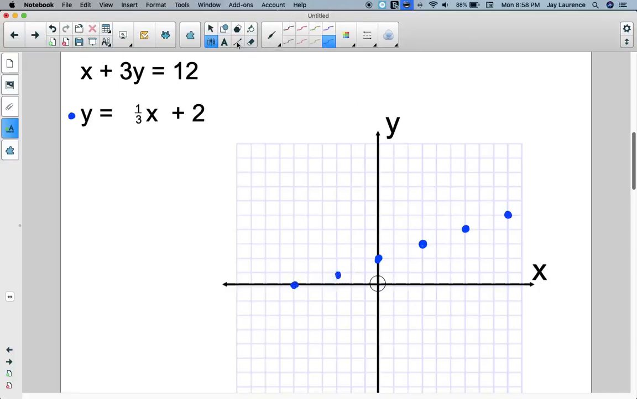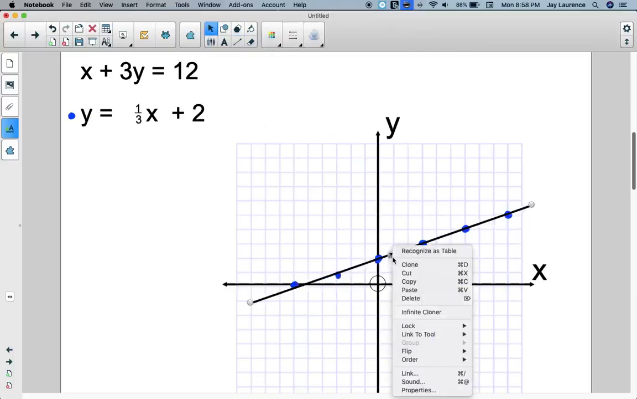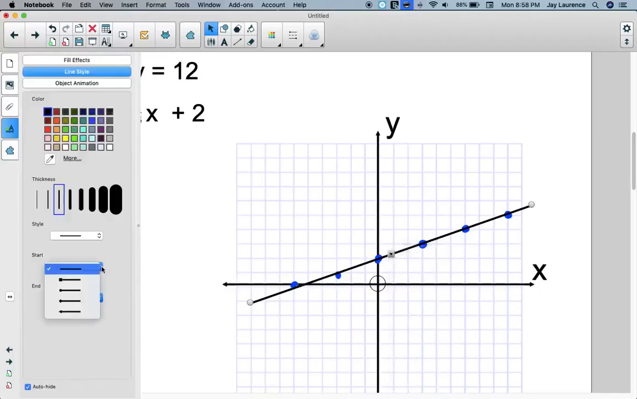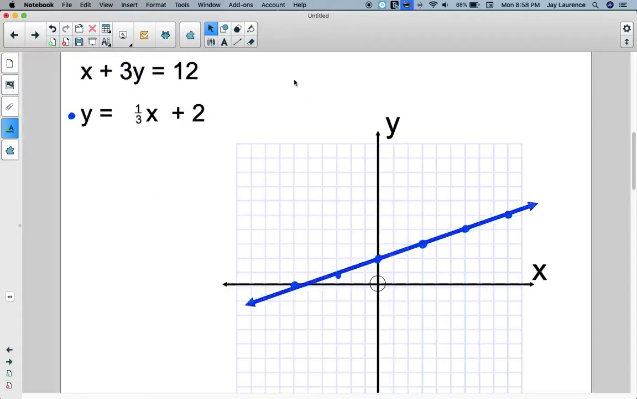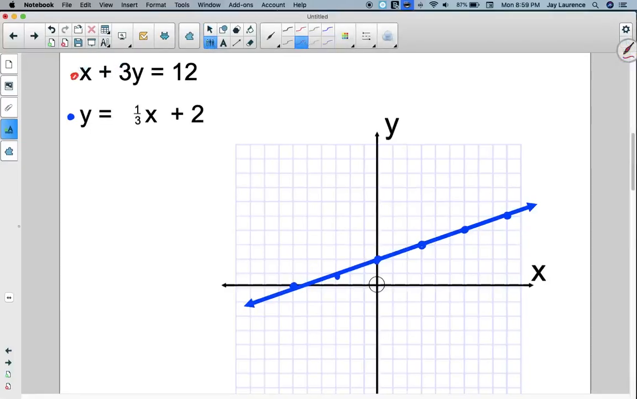All right, so I know this is the first line. Okay, looks like I'm off a little bit, but I'm just going to chalk that up to human error. And I'm going to put an arrowhead on the other end, and maybe I'll make it a wee bit thicker, and I'll make it blue.